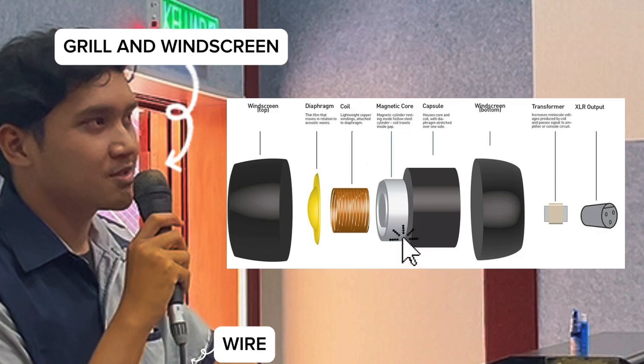The movement inside the magnetic field generates a signal which flows through the wire. At the bottom, there's a transformer to adjust the signal strength. And finally, the XLR output, which sends the sound to your audio system.